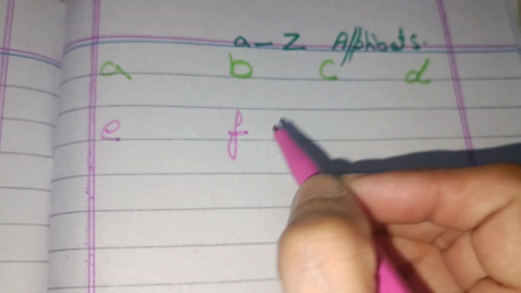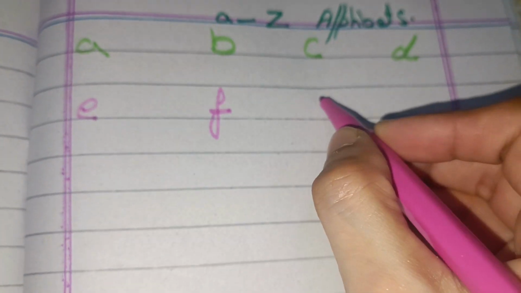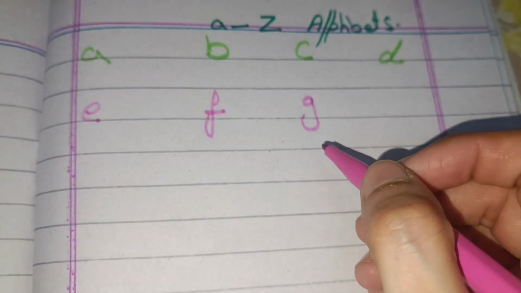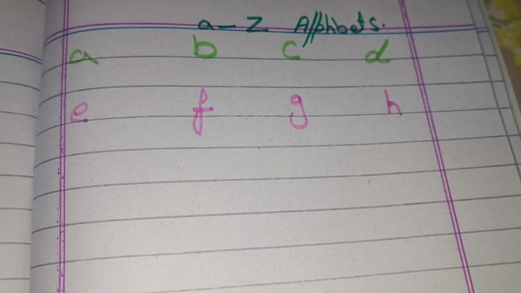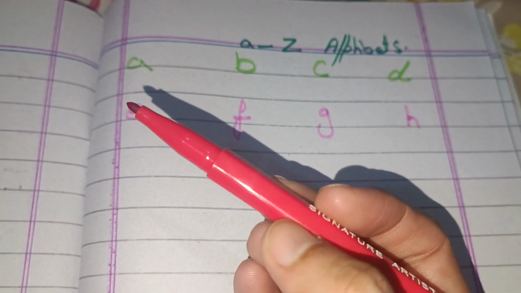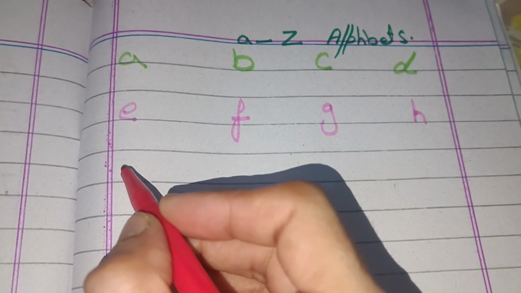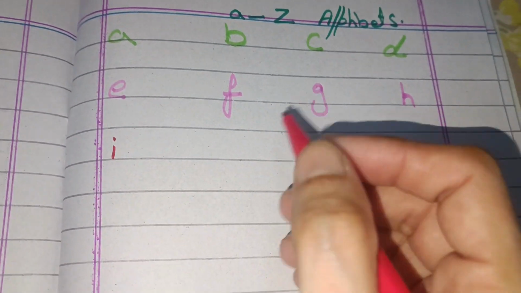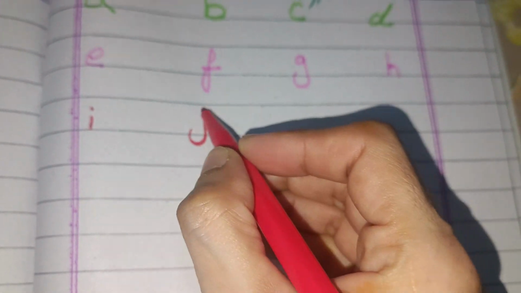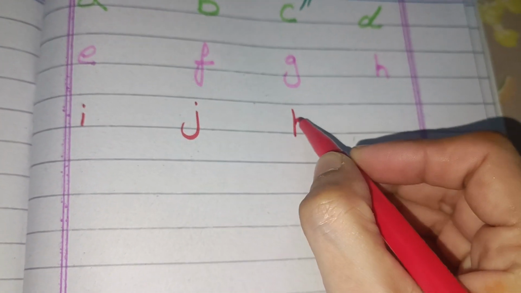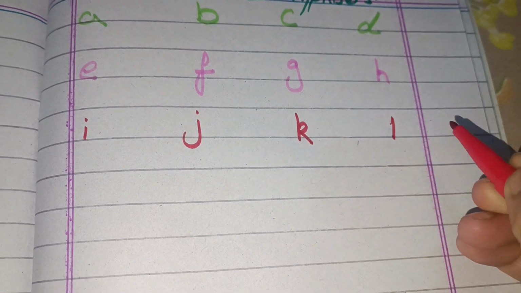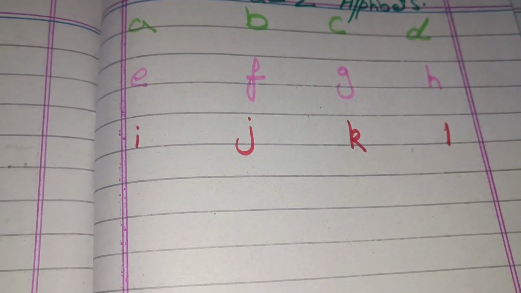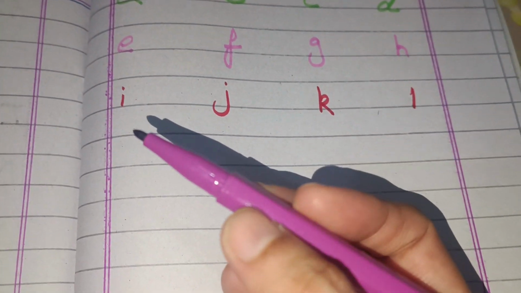F, F for fish, this is a G, G for gate, this is a H, H for hand. Here is the red color. I for ice cream, this is a J, J for jug, this is a K, K for kettle, this is a L, L for lion.